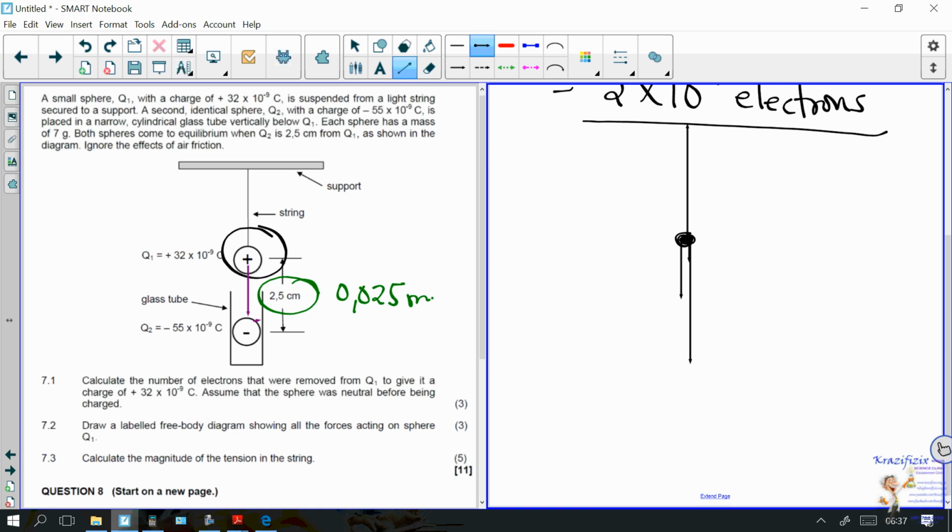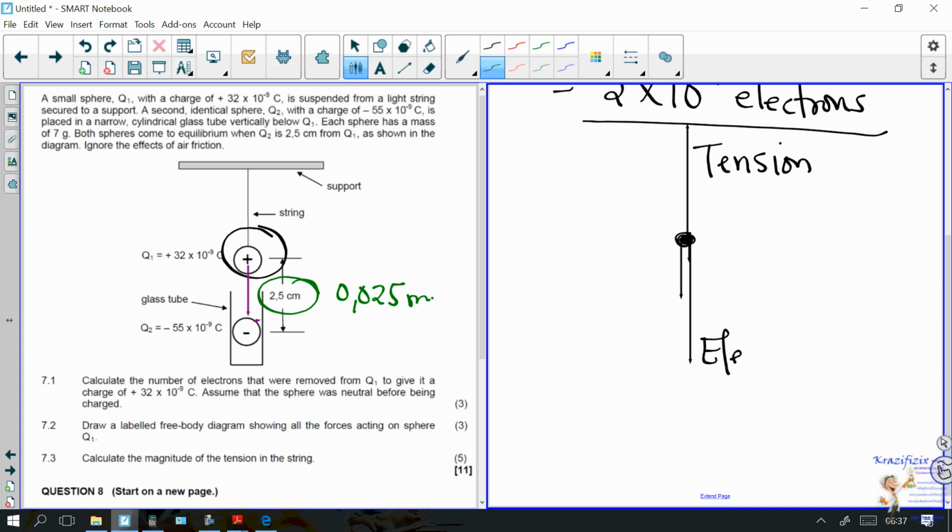So let's quickly label all these forces. What is this? Tension. Please let's write in full. Tension. What is this? Electrostatic force. Electrostatic force. And what is this? This is the weight. And you have your mg there. Good.